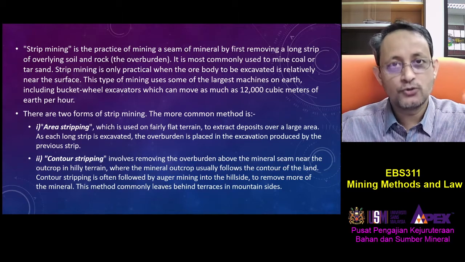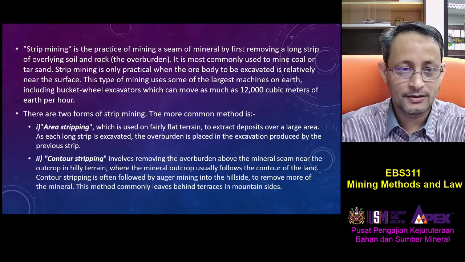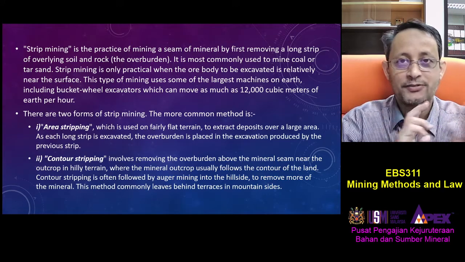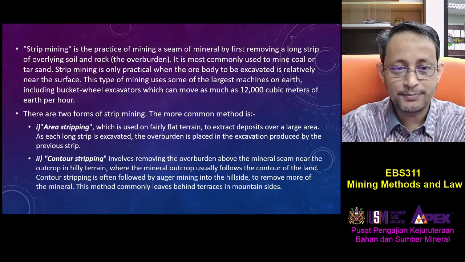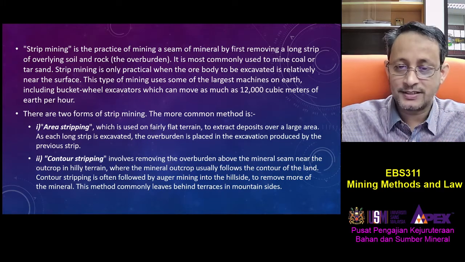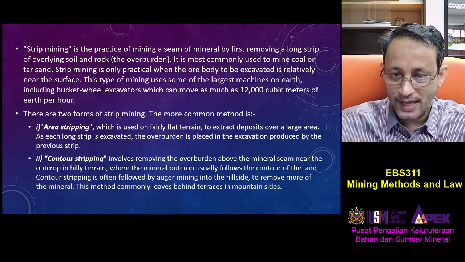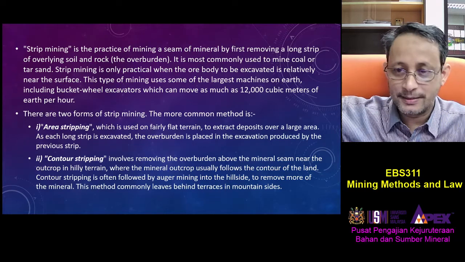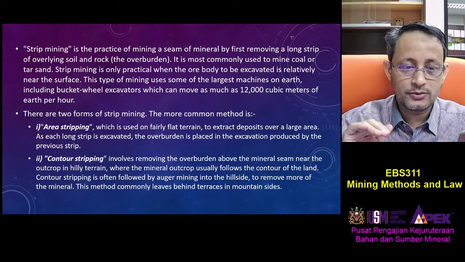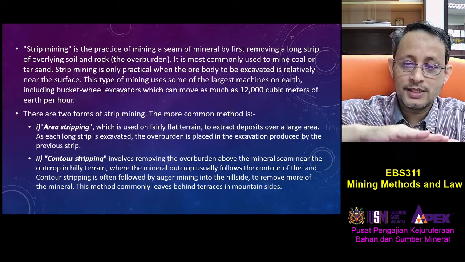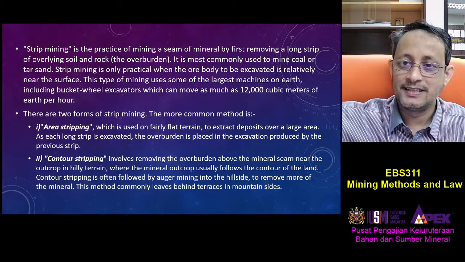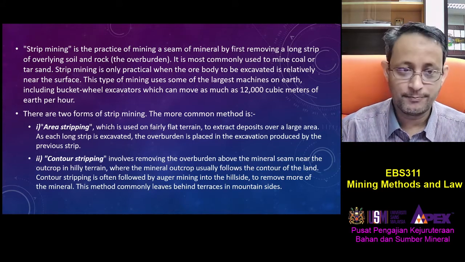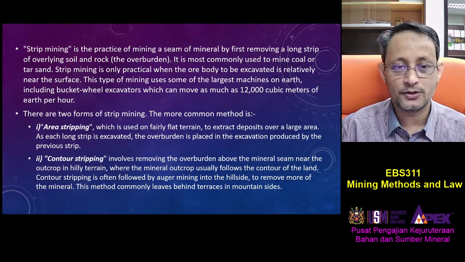But basically there are two forms of strip mining: area stripping, and you can also have contour stripping. So these two things have to be differentiated. Okay, area stripping means they have a flat surface area, fairly flat terrain, to extract the deposit over a large area. So it's area, that means the whole area. Whereas contour stripping uses a high wall at the hillside. You have a hill at the side there. There is a figure that I'm going to show later of these two forms of strip mining.